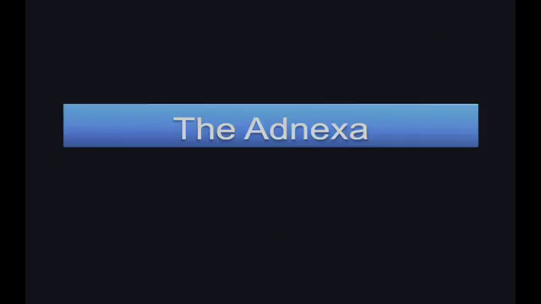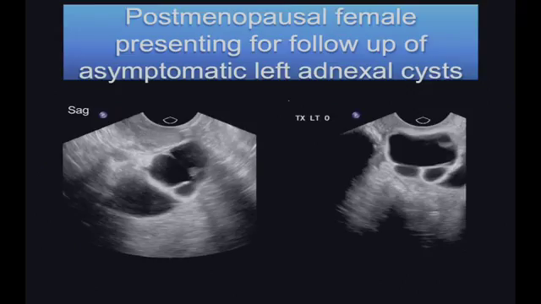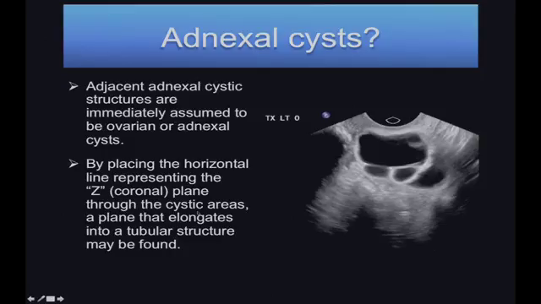So just for the last few minutes, let's take a look at how 3D might help us in the adnexa. Here we have a postmenopausal female presenting for follow-up of asymptomatic left adnexal cysts. So of course we see this cystic structure within the adnexa on the left. And usually we're going to knee-jerk and we're going to say these adjacent adnexal cystic structures, we're going to assume that they're ovarian or adnexal cysts.